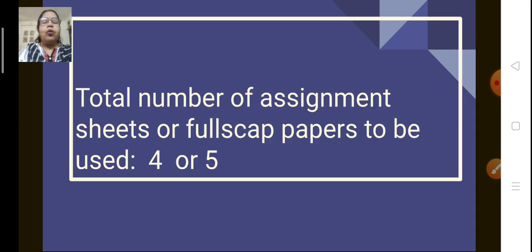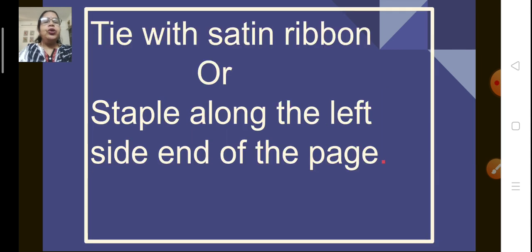Okay. And how many assignment sheets or foolscap papers will you use? They will be 4 or 5. All right. And how do you put them together? You will tie them with a satin ribbon, or you can staple them. All right. And decorate it, because you have a lot of time. You can decorate it how you like it, okay, with color crayons or whatever you want to decorate them with.